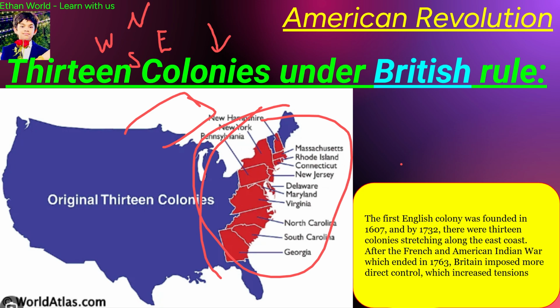After the French and American Indian War, which ended in 1763, Britain imposed more direct control, which increased tensions. What this last line means is that the British had taxes on the 13 colonies. This was the British rule, and that's why the topic name is 13 colonies under British rule. So let's go to the next slide.